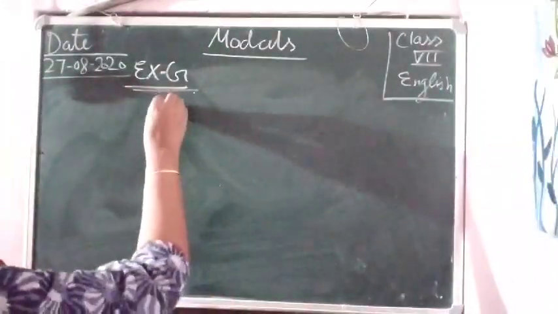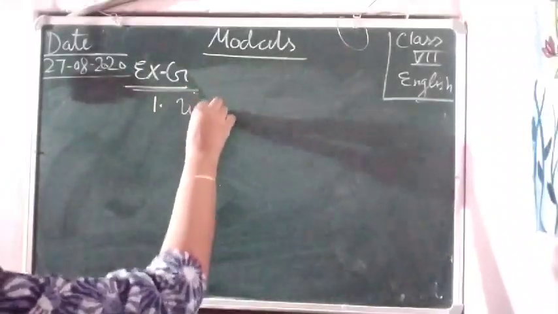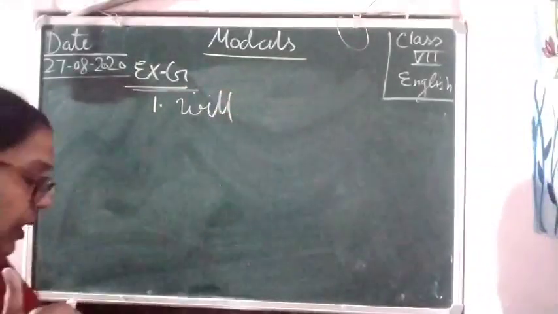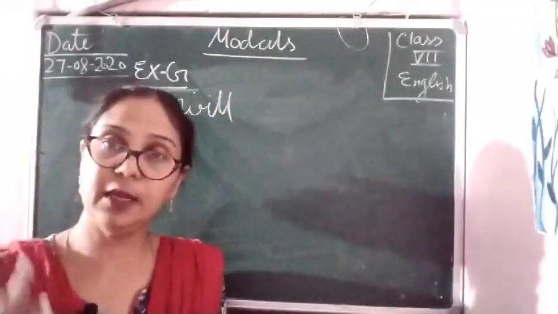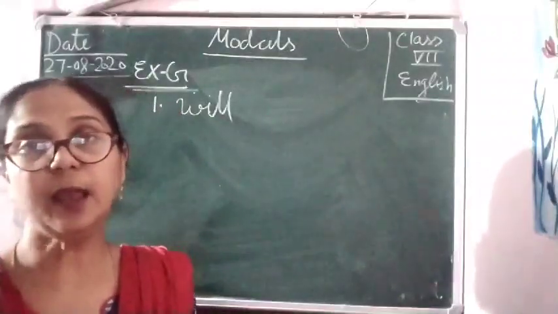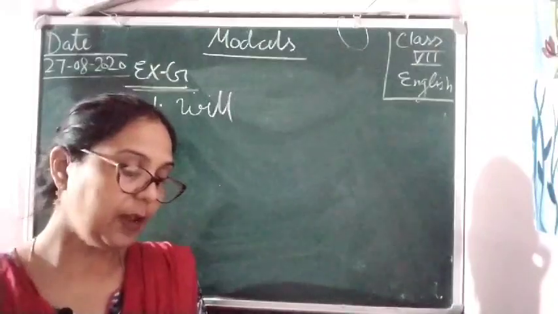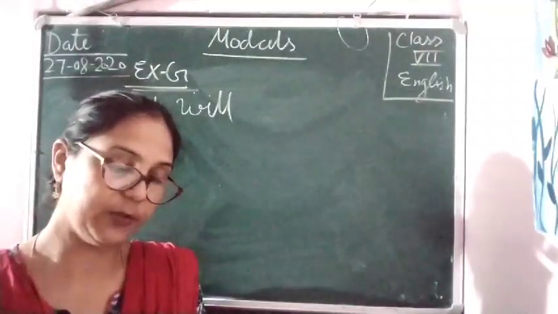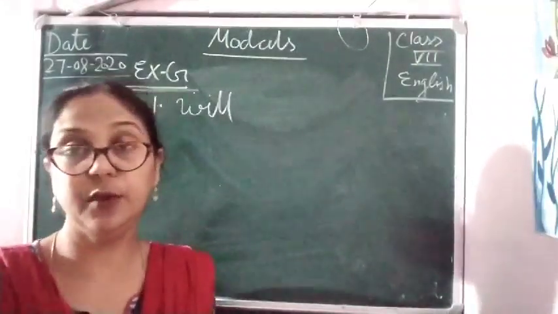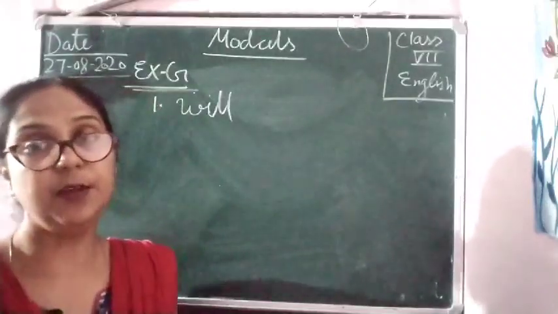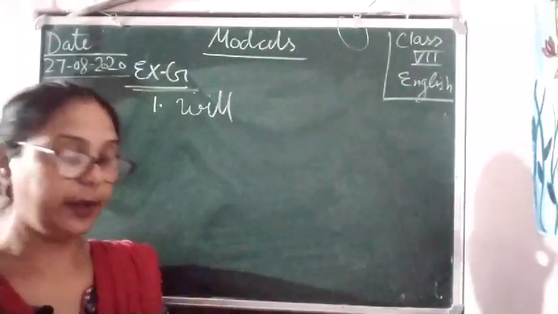Now in first we are going to use he will. He will definitely, because we are very definite about it, that is why we have used will over here. He will definitely visit your village when he is free. So we are very definite about it, then we are supposed to use will over here.